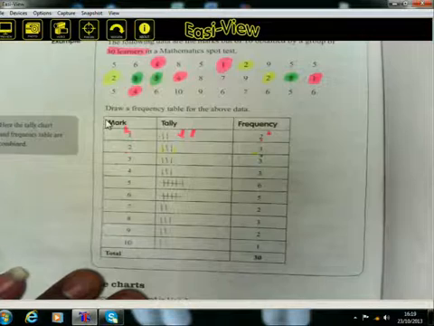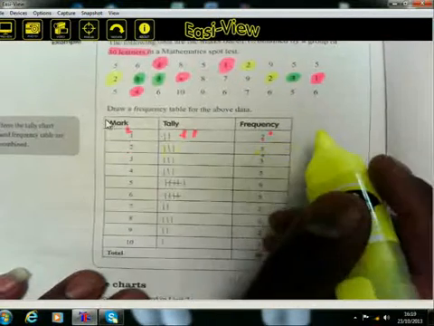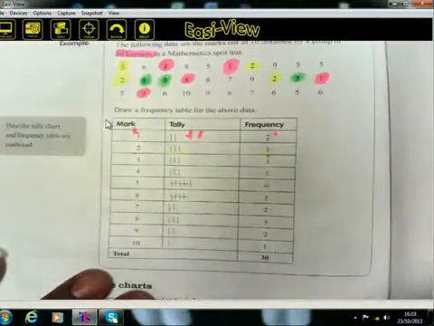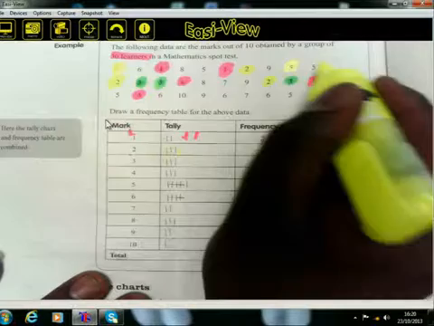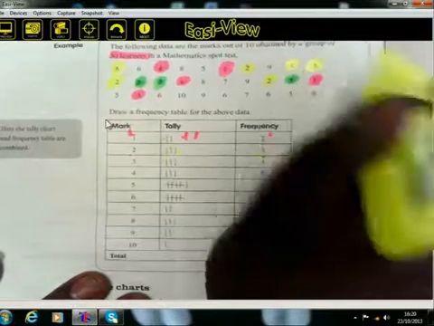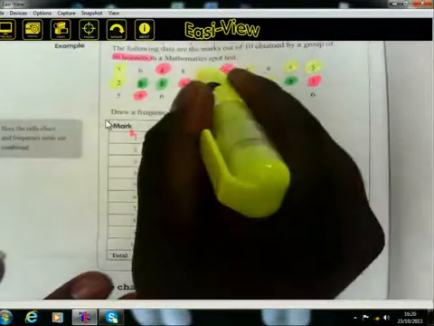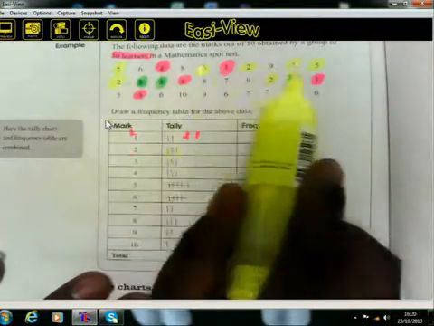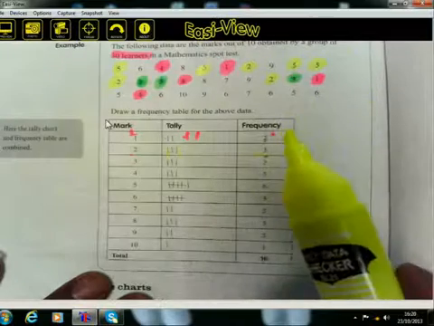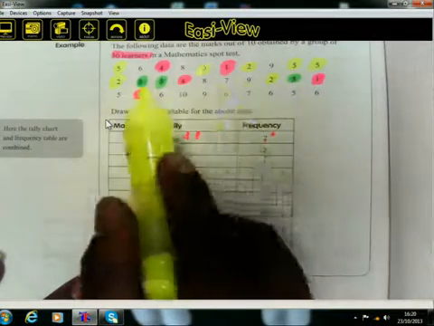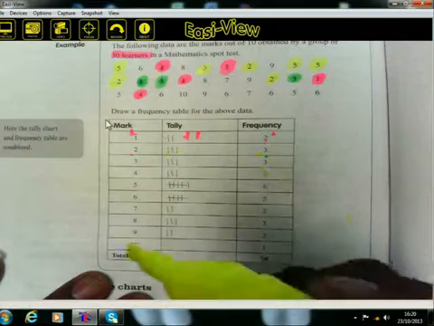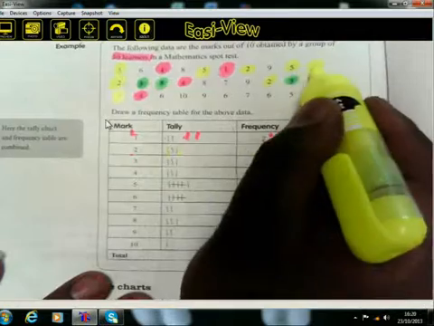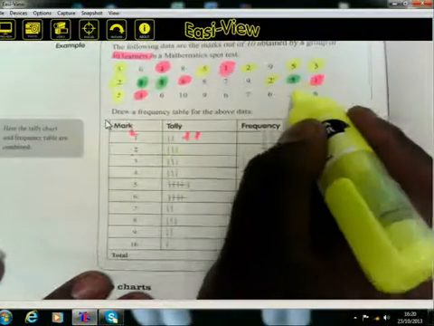Now we go to 5's. How many 5's are we having? On the first row, 1, 2, 3. Do you see? 4. Only on the first row we are having 1, 2, 3, 4. We go to row number 2. Second row, nothing. Third row, it's 1. Remember it was 4, 5, 6.